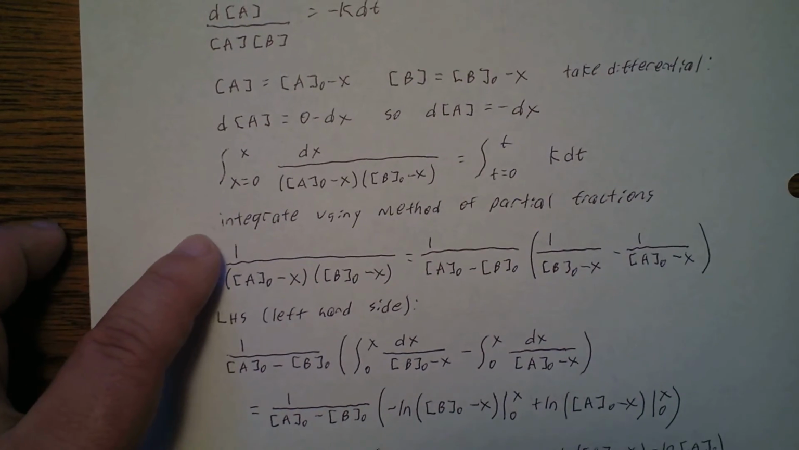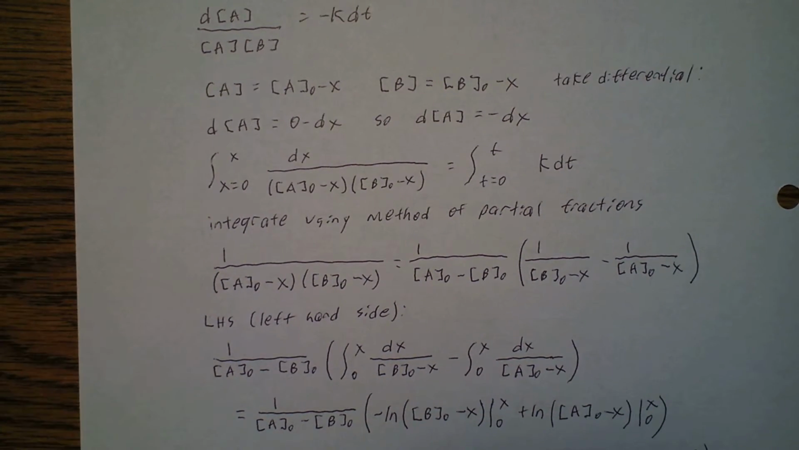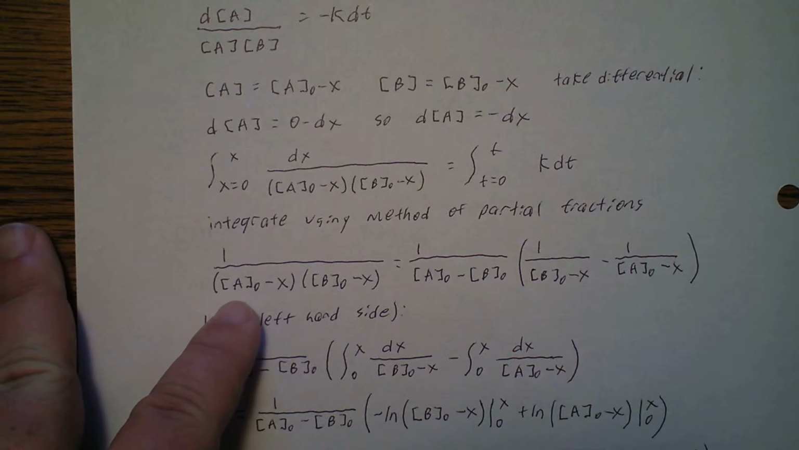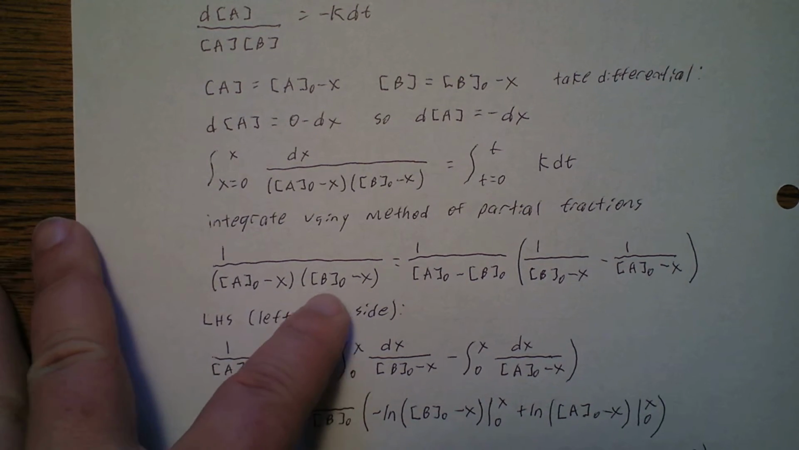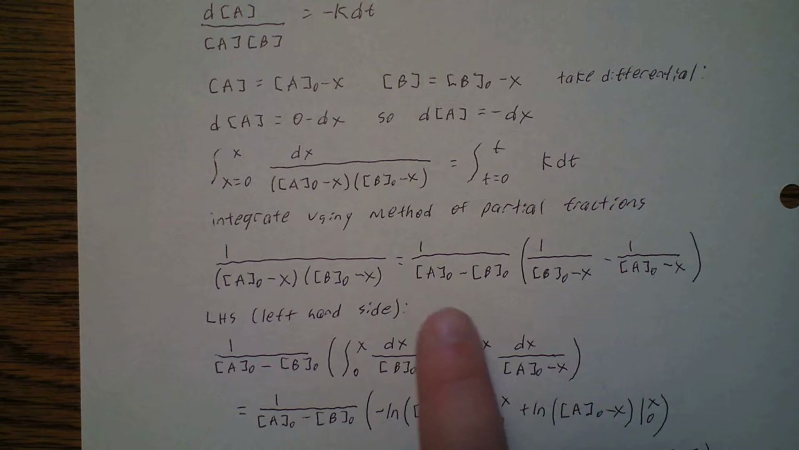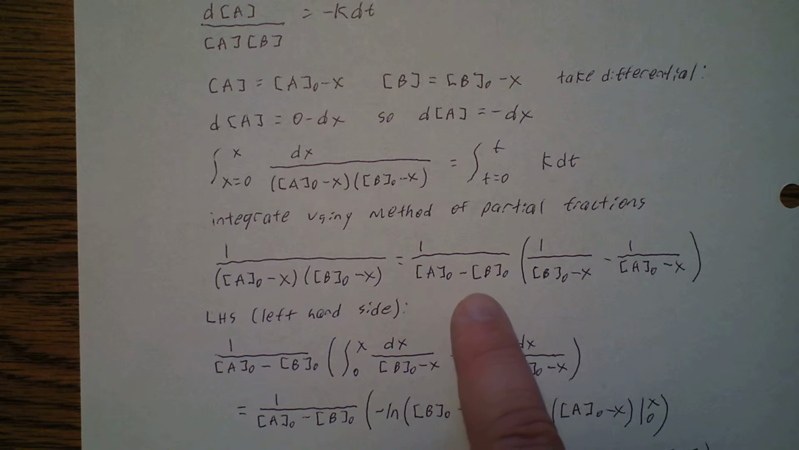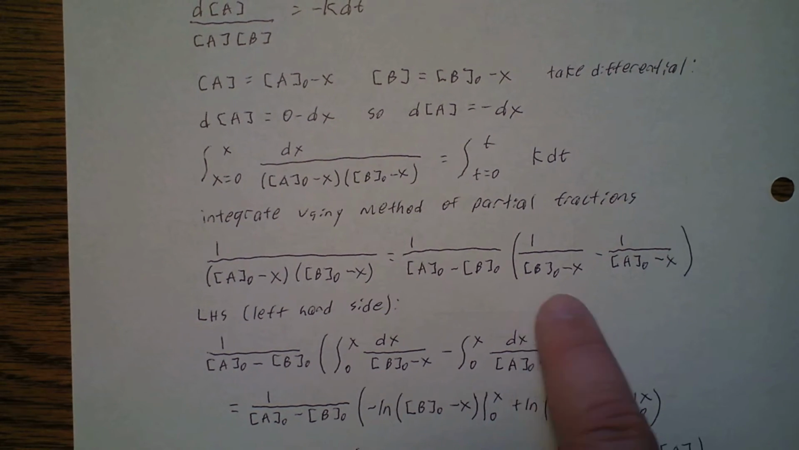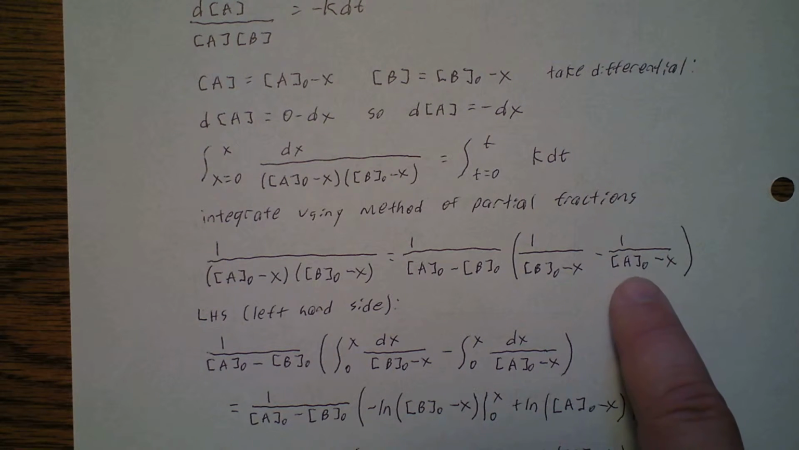So we're going to have to integrate using the method of partial fractions. So we're going to end up with 1 over (the initial concentration of A minus x) times (the initial concentration of B minus x). That's going to be equal to 1 over A naught minus B naught times this whole quantity: 1 over the initial concentration of B minus x, minus 1 over the initial concentration of A minus x.